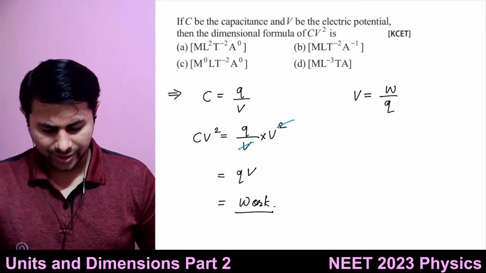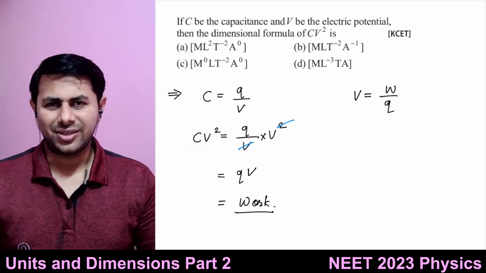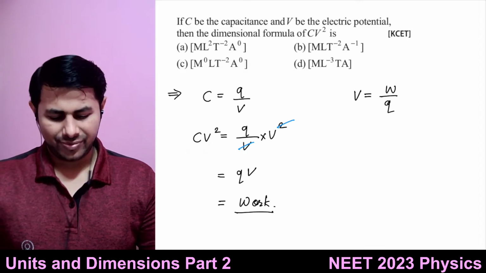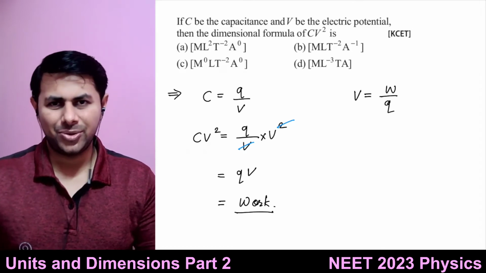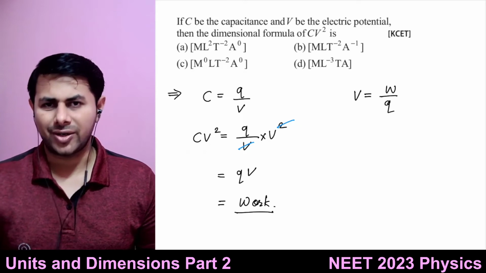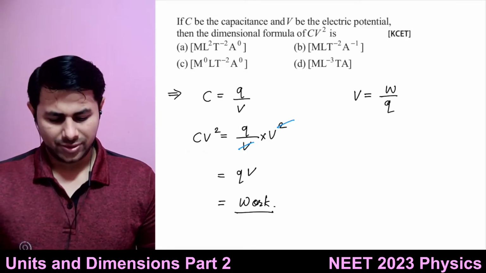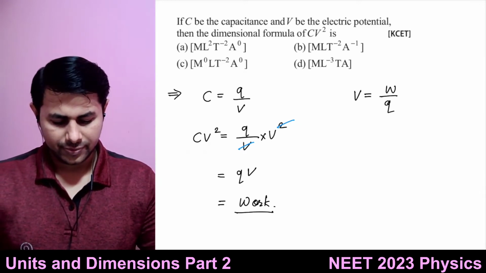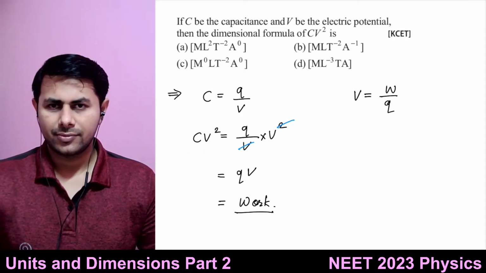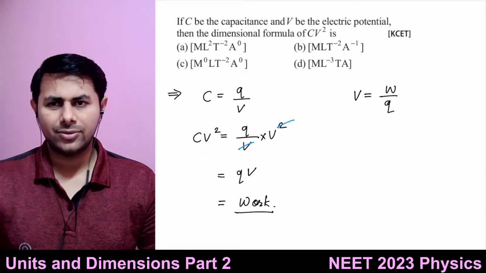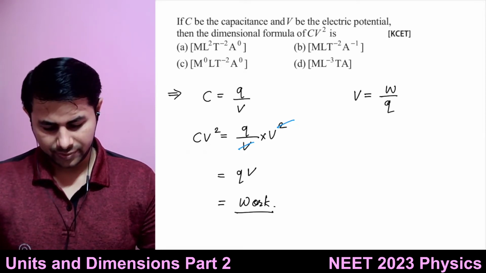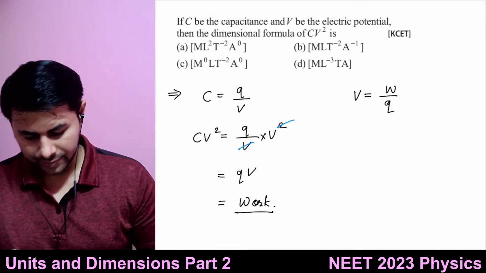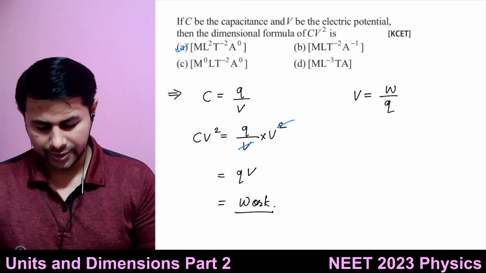Actually, for energy stored on a capacitor, there is a direct formula. It is half of C into V square. But if you didn't know that formula, Q times V is equal to work. So the dimensions are equal to the dimensions of work. So what are they? M1 L2 T raised to minus 2. Which option? Option A. Option A is the answer.